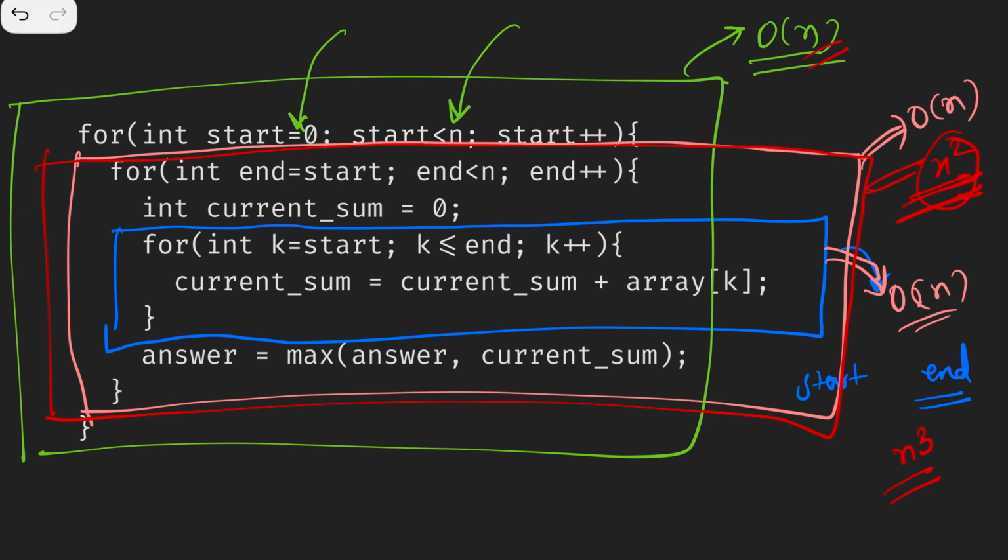Same thing, a single execution of this inner end loop is going to take n square time complexity and start is varying from 0 till n. That means this n square execution will happen n times. That's why the total time complexity is going to be n cube. I hope this is clear.